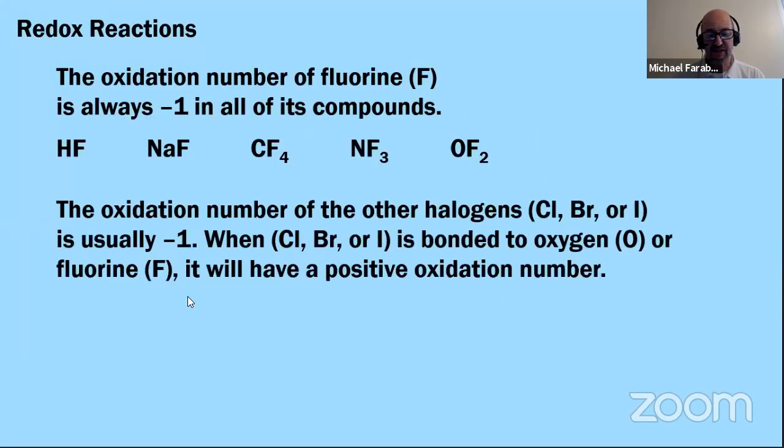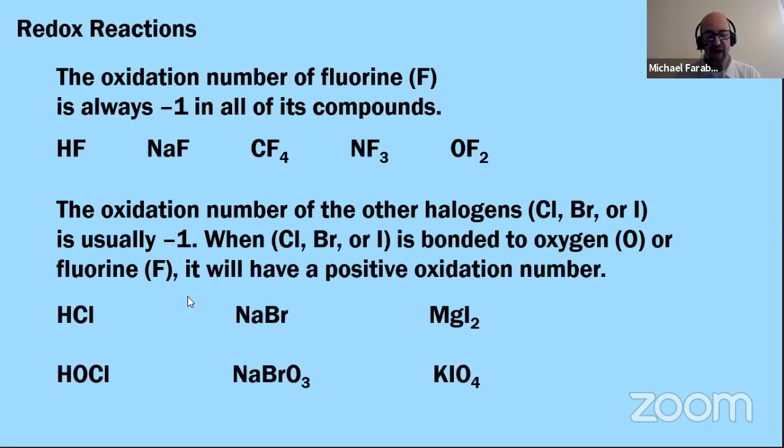Now, for halogens such as chlorine, bromine, and iodine, they are usually, but not always, -1. If chlorine, bromine, or iodine are bonded to oxygen or fluorine, then they will have a positive oxidation number. So here, this is normal. This is HCl. H is +1, Cl is -1. This is also normal and typical. Sodium is +1, bromine is -1. Another typical example, magnesium +2, iodine -1. But these are a little strange. Chlorine here would actually be +1. Bromine here is going to be +5. And iodine here is going to actually be +7.